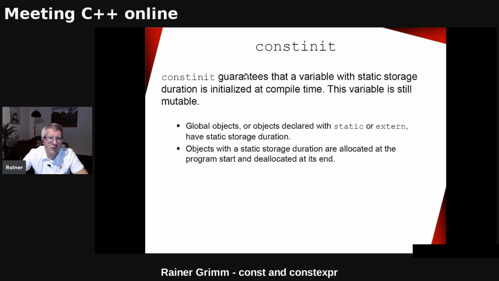What does static storage mean? You have a global, something outside of a function, or the objects declared with static or extern. They have static storage duration, and therefore you can apply constinit to them. And these objects are allocated at program start, and they are deallocated at its end. Okay.